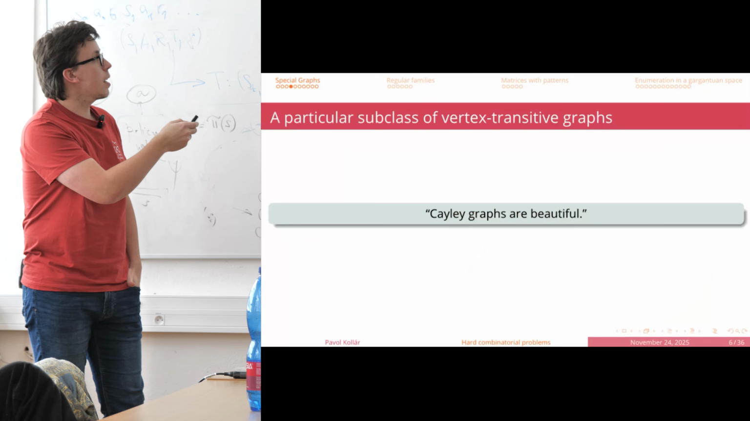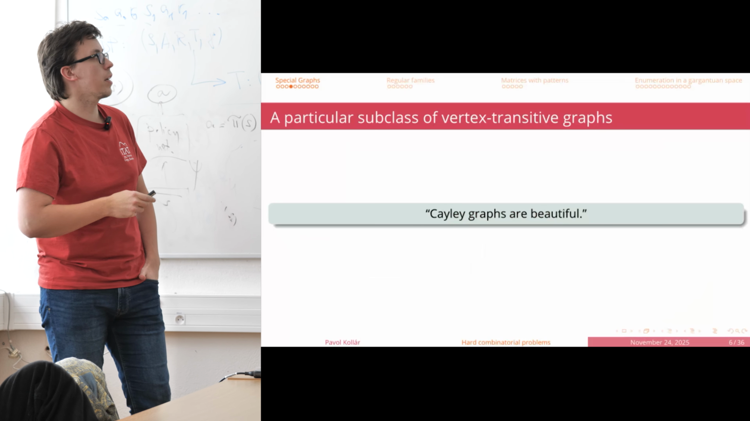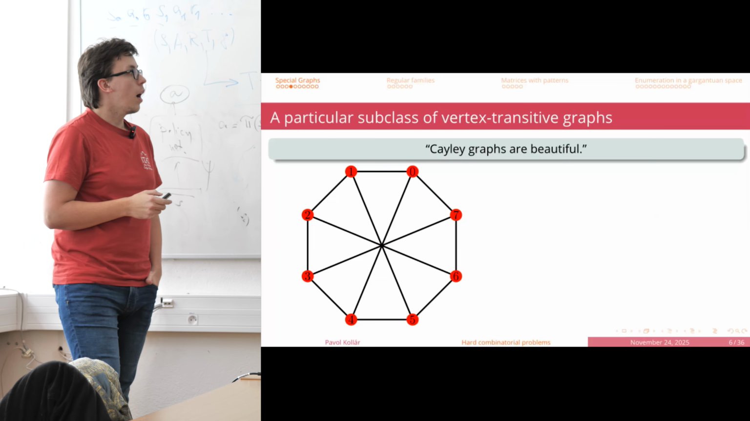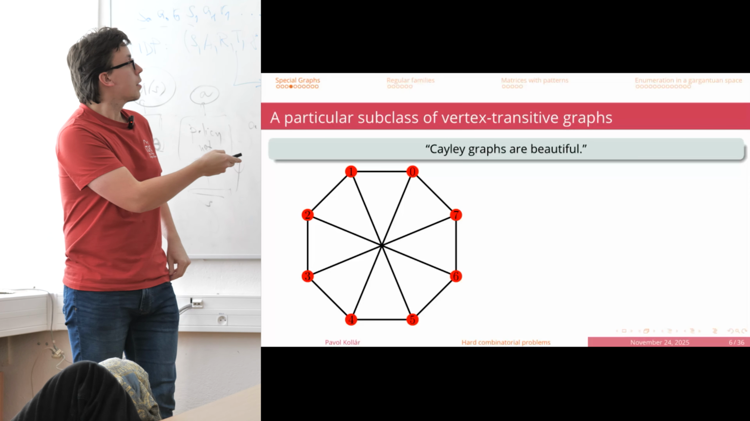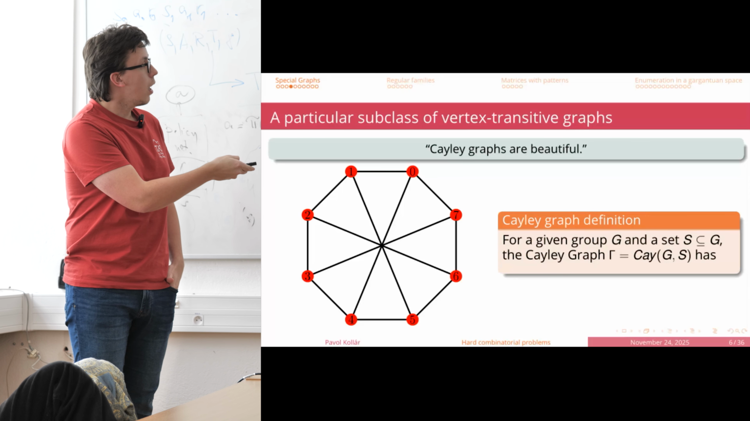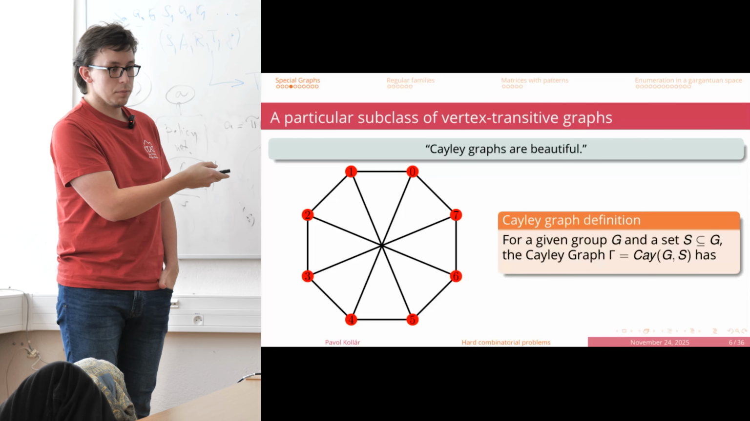A particular subclass of vertex-transitive graphs are Cayley graphs, which are defined via a group.